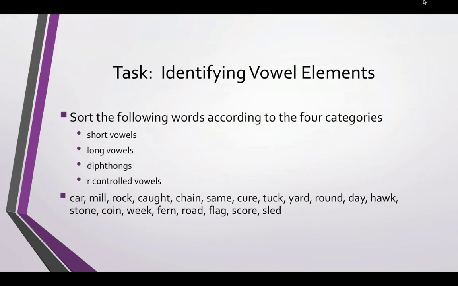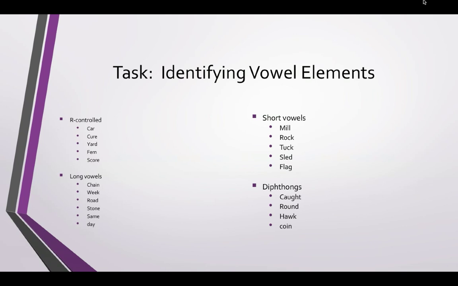Similar to previous activities is the part where you can pause, sort the words, and identify which ones are short vowel, long vowel, diphthongs, or R-controlled vowels. And then here are the answers for that set of activities.